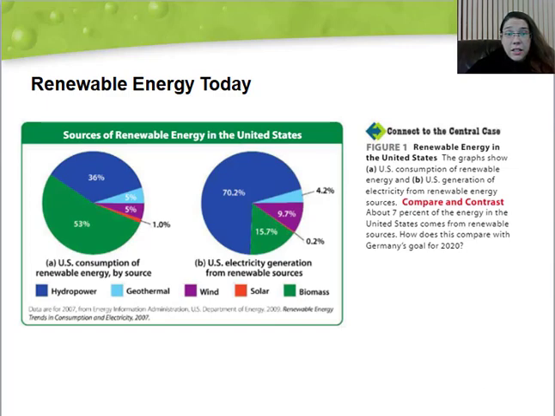So it asks us here, compare and contrast. About 7% of the energy in the United States comes from renewable sources. How does this compare with Germany's goal for 2020? Well, Germany's goal in 2020 was 10%. So the US is at 70% of that goal.